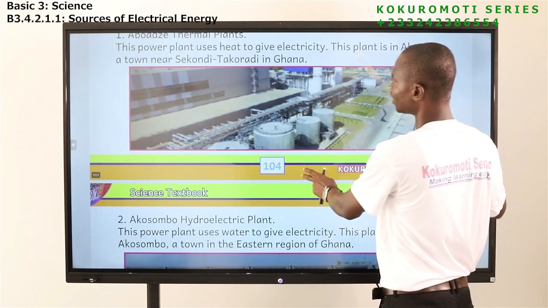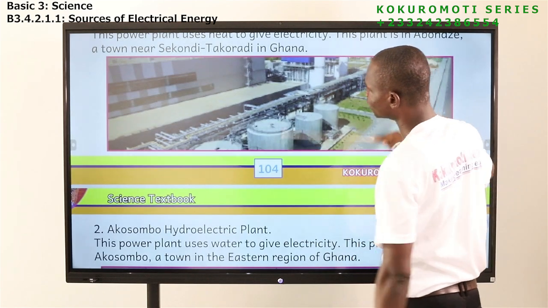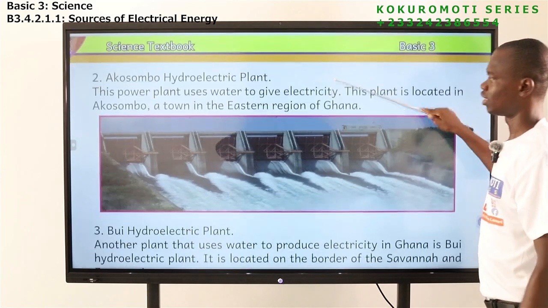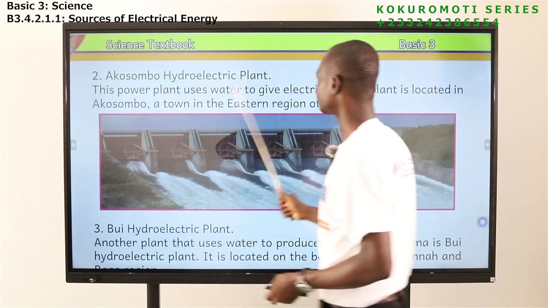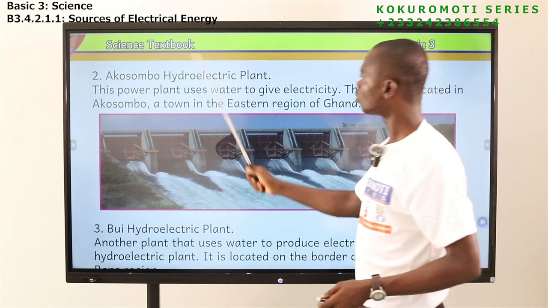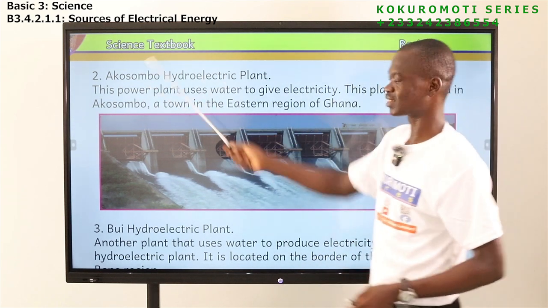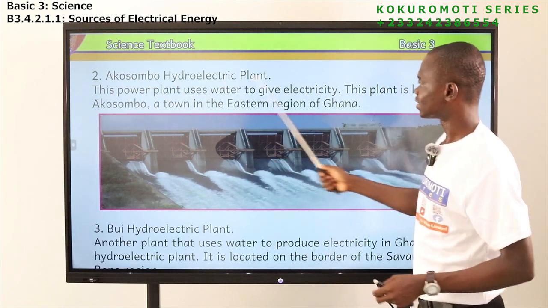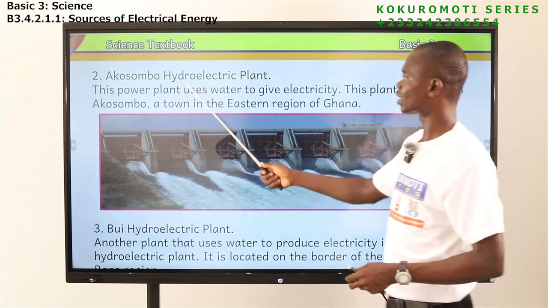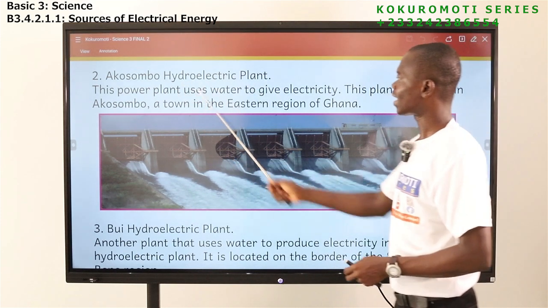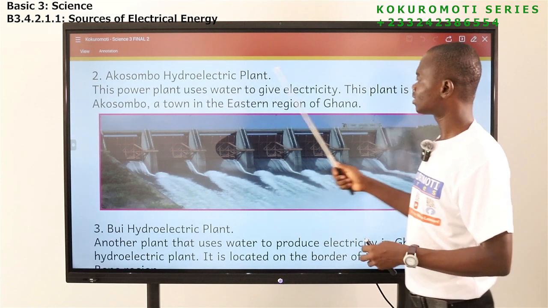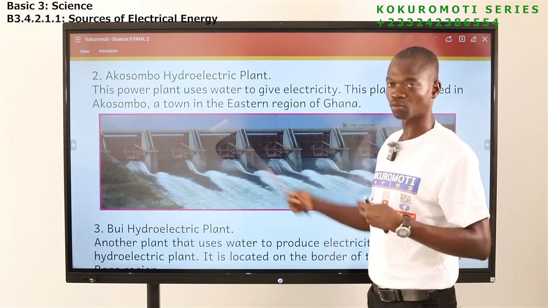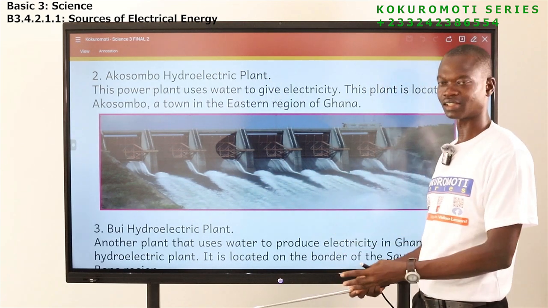Okay, so in Ghana here, this is one of the places that we get what? Electricity from. The next one is what? Akosombo hydroelectric plant. Akosombo too is a town, but there is a plant there. That plant uses what? Water. I said hydroelectric plant. Hydro means what? Water. So this machine setup uses water to generate what? Electricity.